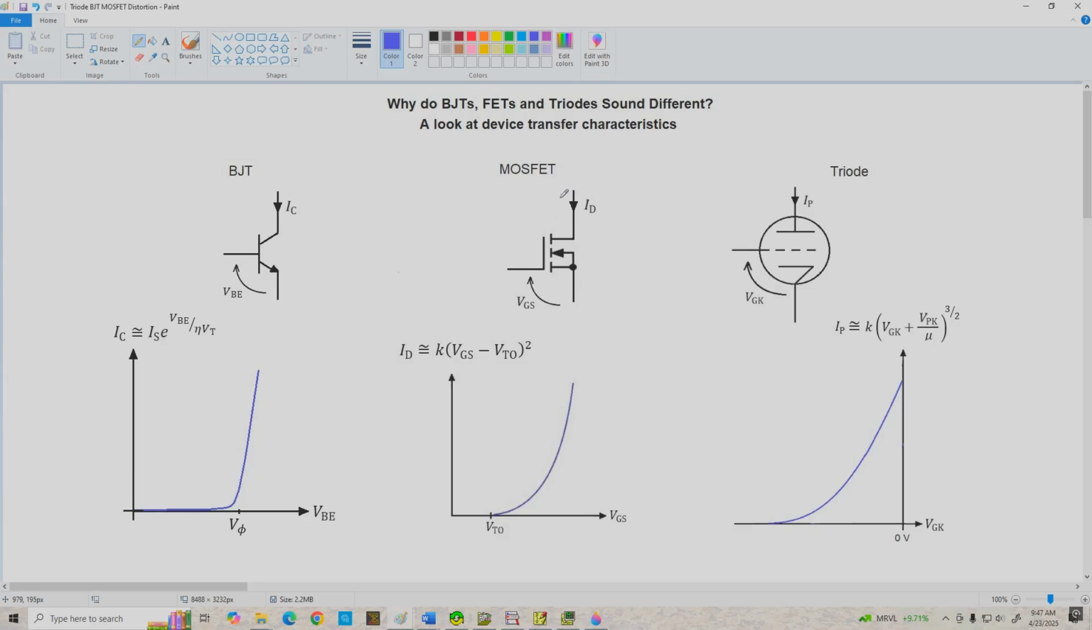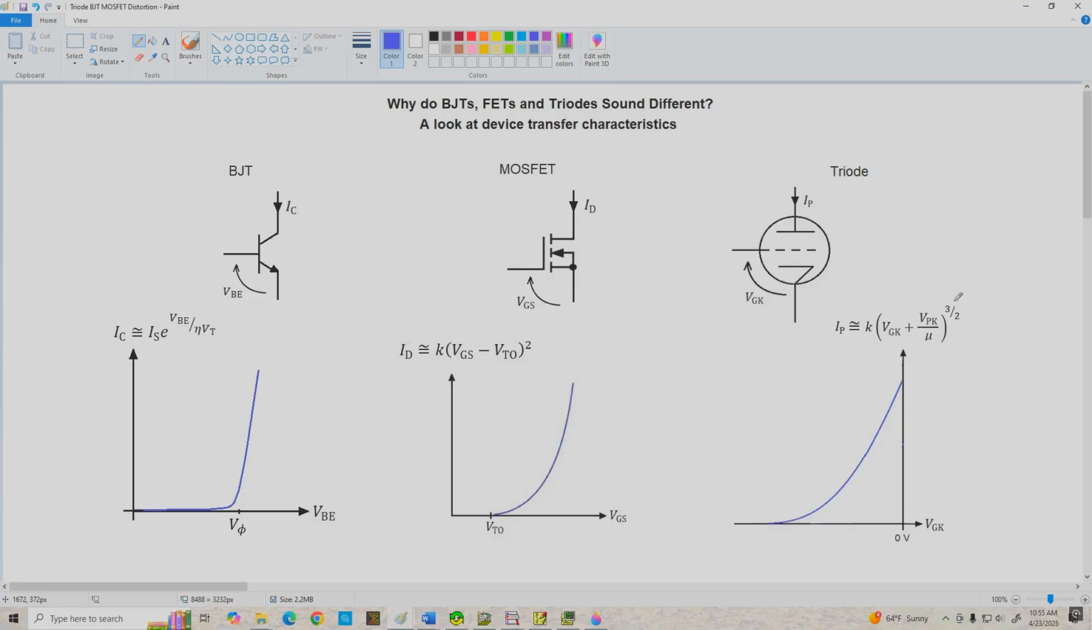Now, we know they aren't linear over their entire operating range, and if we start over here with the BJT, hopefully you'll remember that the collector current is an exponential function of VBE. And down here I have a typical transconductance curve for an NPN transistor. The MOSFET, remember, is a square law device. Its drain current is proportional to VGS squared, and the triode is what's called a 3/2 law device. The plate current is proportional to the grid to cathode voltage raised to the 3/2 power.